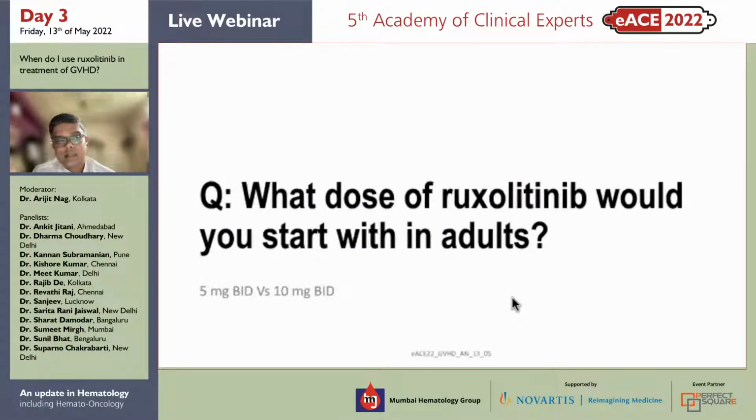I think this is another question that probably has been asked. What dose of ruxolitinib would you start with in adults? Ankit, if you could take this question. If you start ruxolitinib, what dose would you start with, especially considering these patients are also cytopenic?